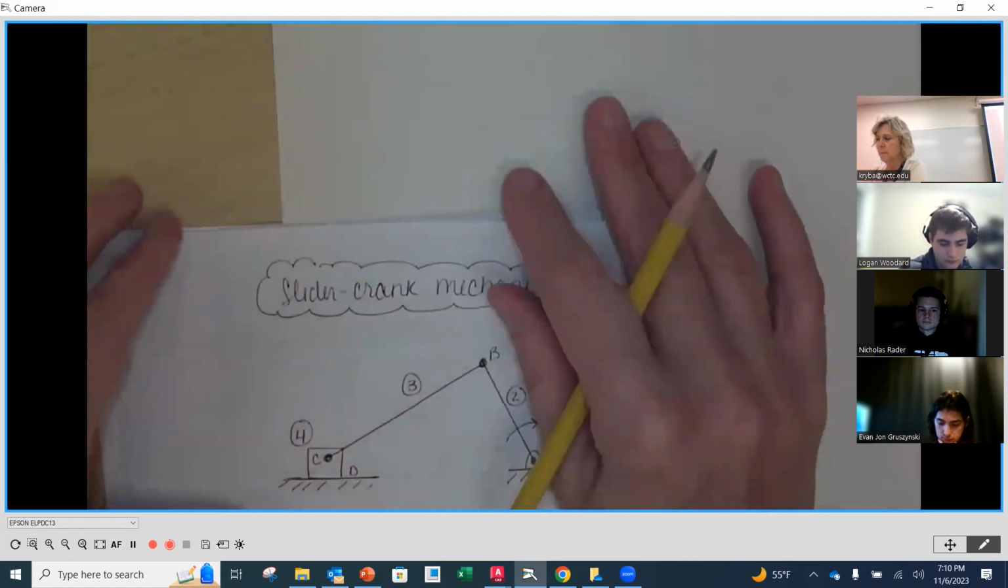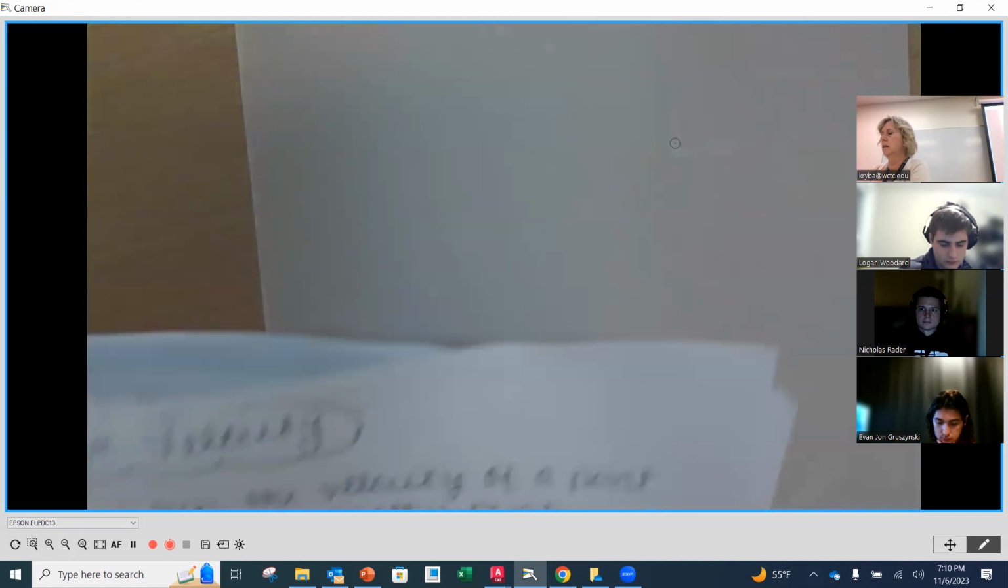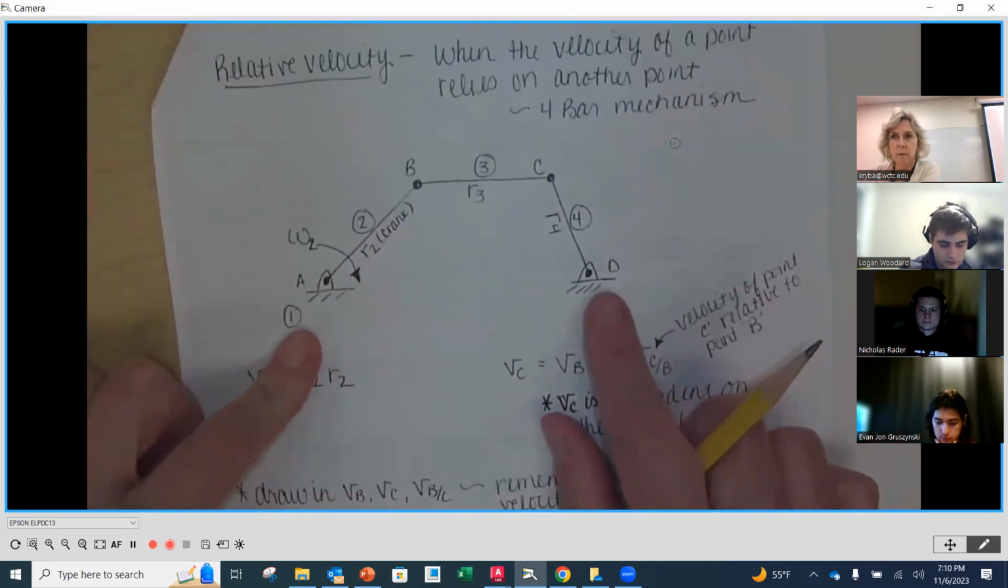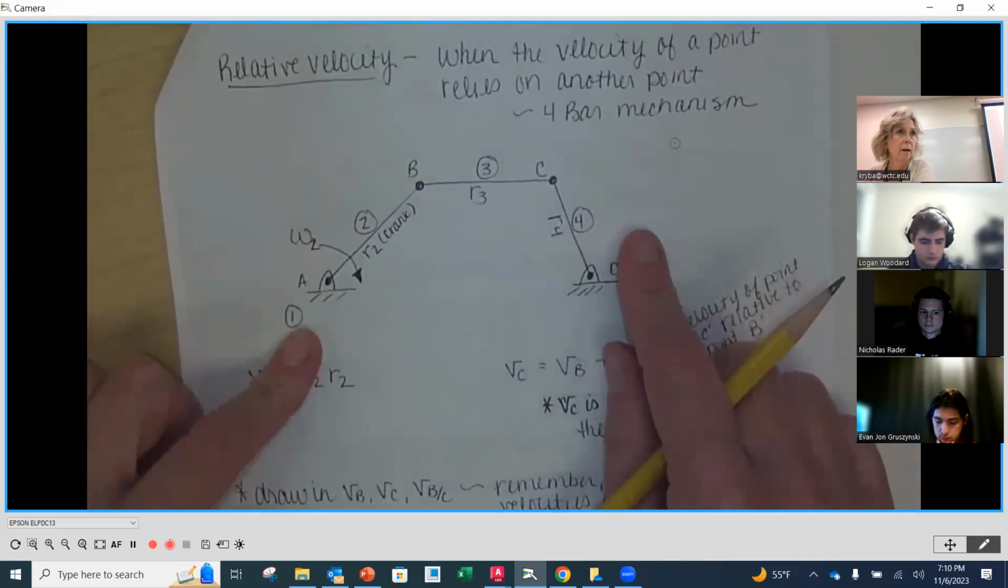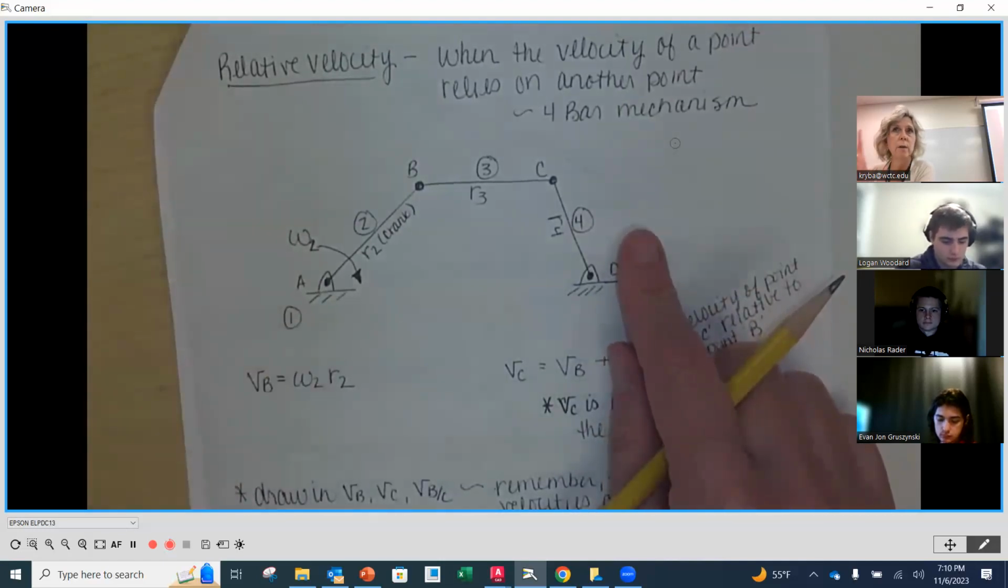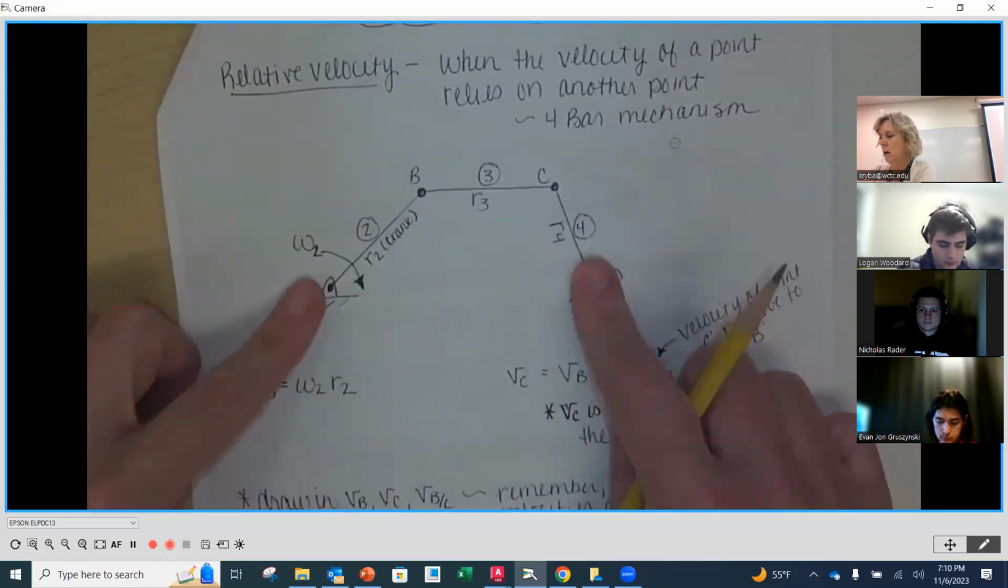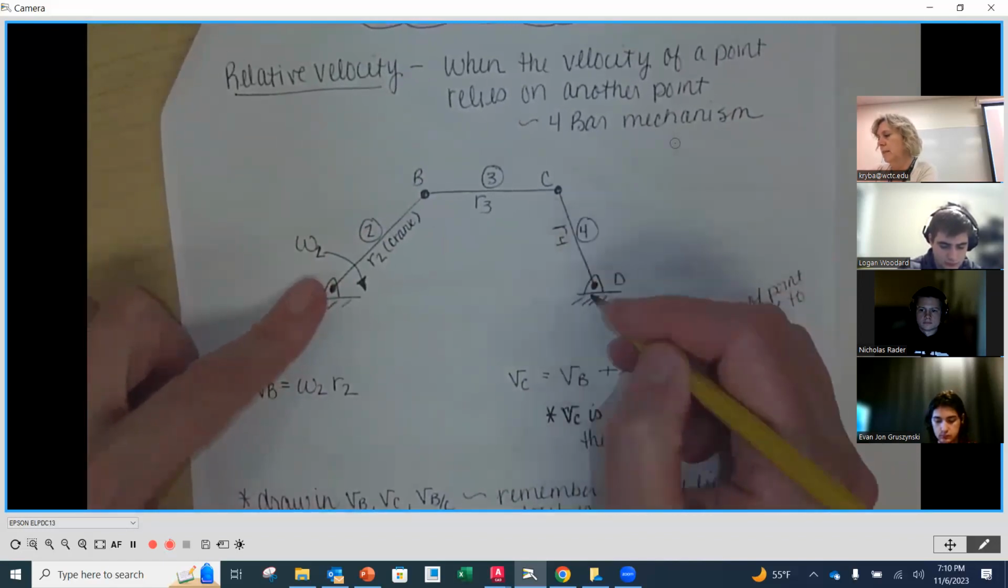Now, additionally, if we look back at the other one, this one is a 4-bar mechanism with a crank and then an oscillator or a rocker on the output. So here we've got two links that are going to be rotating about a fixed center.